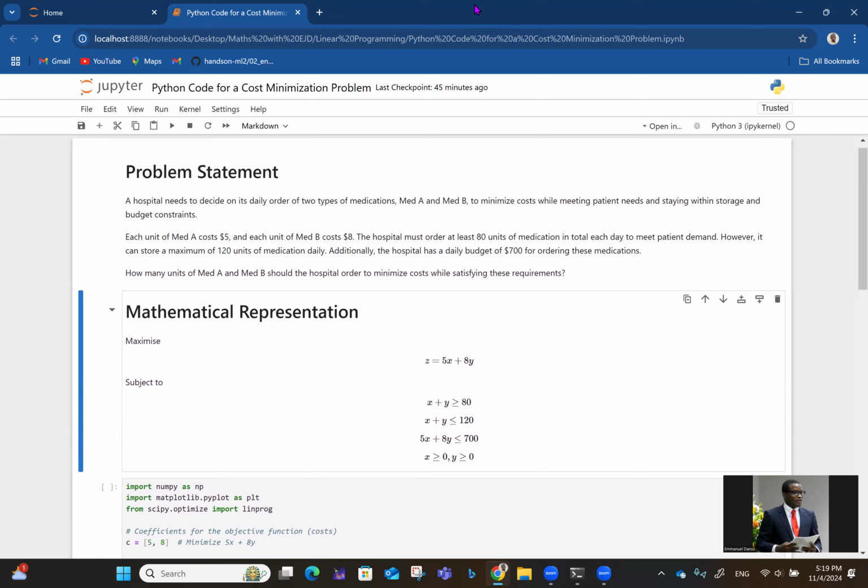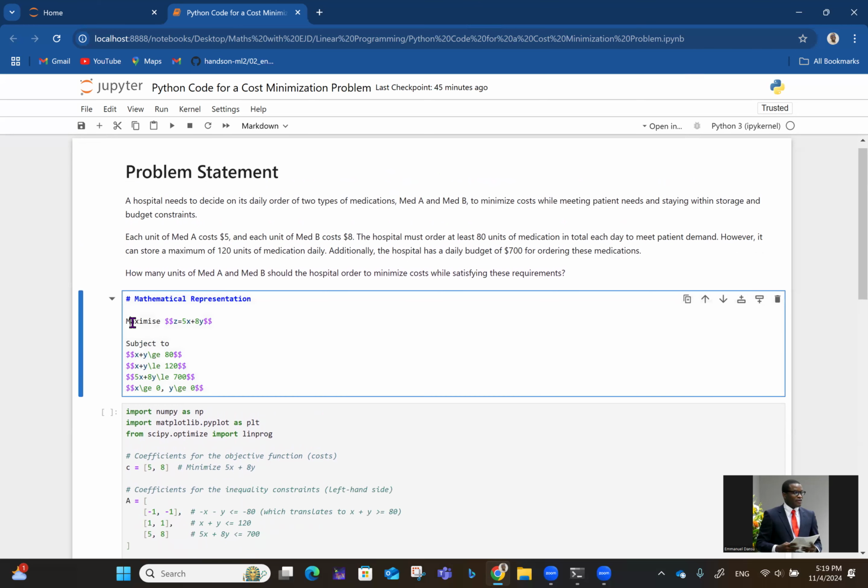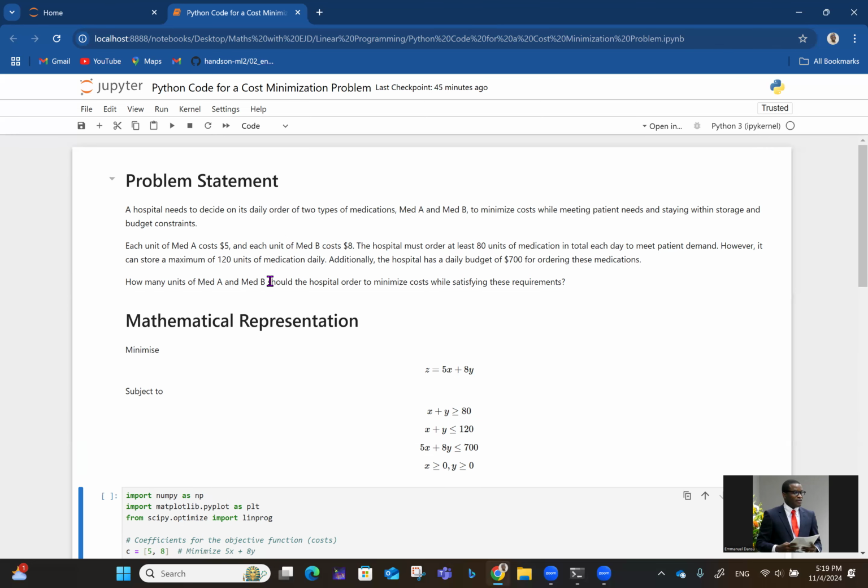So, each unit of Med A costs $5 and each unit of Med B costs $8. And that is why, oh, sorry, this is a minimization problem. So it should be minimize. We are minimizing because the objective is how many units should the hospital order to minimize cost. So we have to minimize Z equals 5. If X, for instance, I used A and B when I was solving graphically. So here I'm using X and Y.